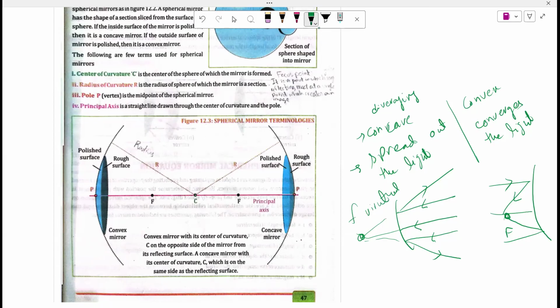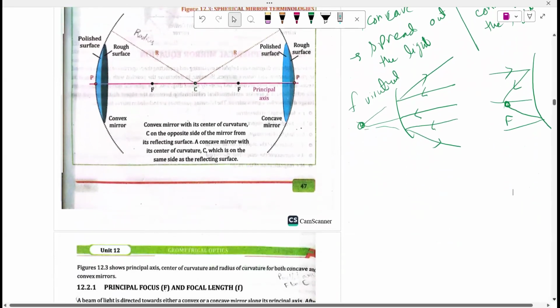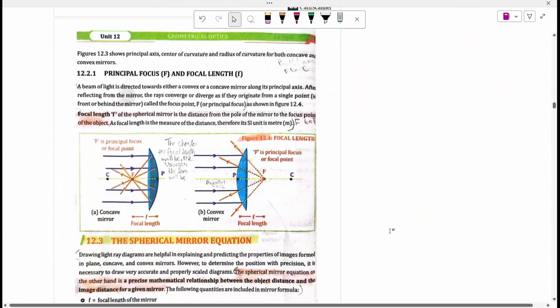Focus point भी कहते हैं, focal point भी कहते हैं. Focal length, basically, we're going to do in the next topic as well. शायद उसकी definition लिखी भी हो. Yes. Here you could see the diagram which I just explained to you.